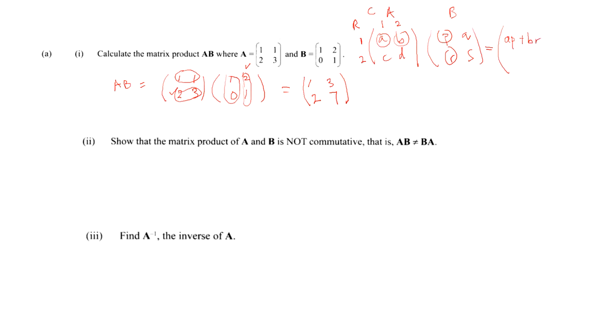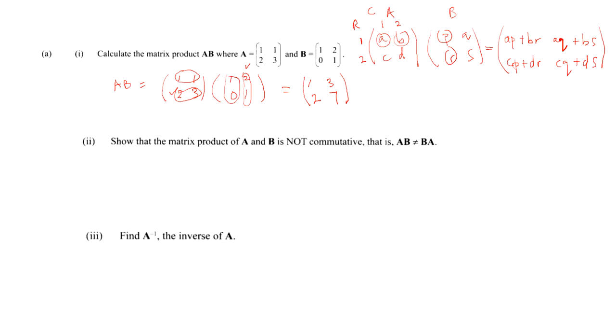Then we have to take A and multiply by Q, so this will be AQ, and then B by S, so plus BS. And then the other terms will be C by P, which is CP, plus D by R, which is DR, and then C by Q plus D by S. Now I'm just recapping how you do matrix multiplication. So that's how I got the 1, 3, 2, 7. Just remember it's row by column.